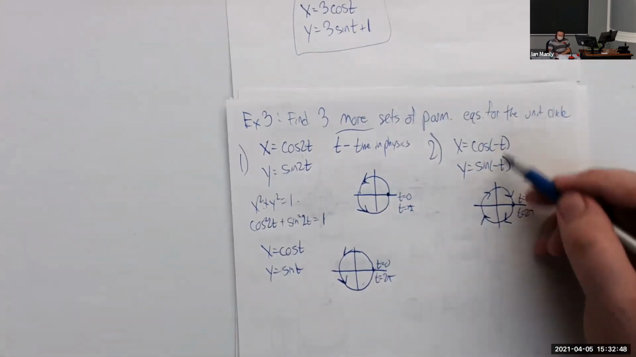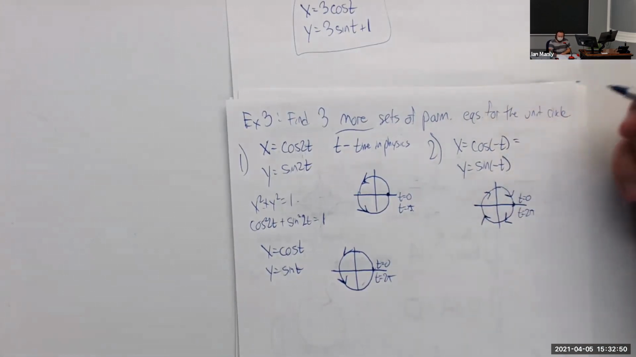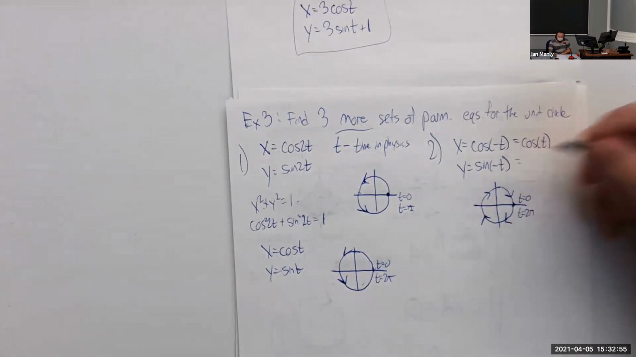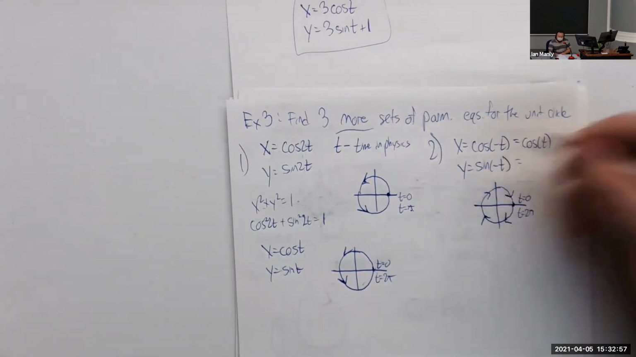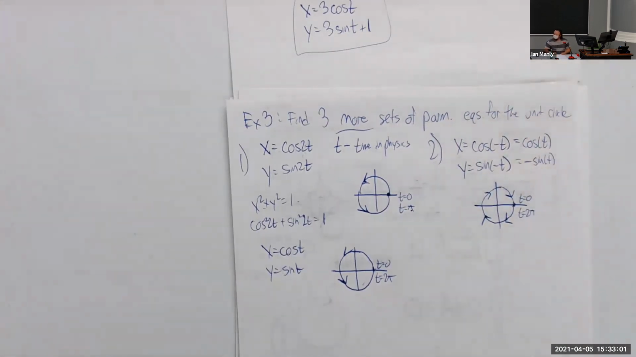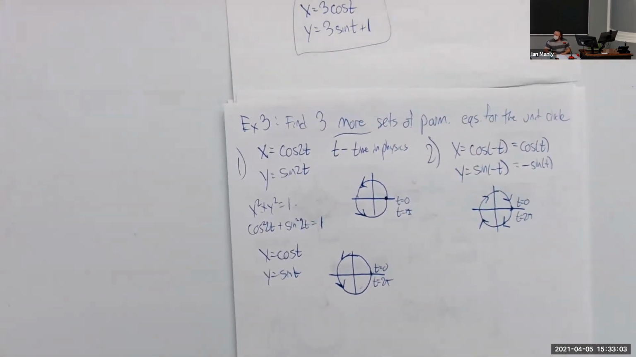By the way, another way of writing this, you may remember the cosine is an even function, so it swallows the negative sign. You may remember the sine is an odd function, so it spits out the negative sign. So you may also see it written like this as well.